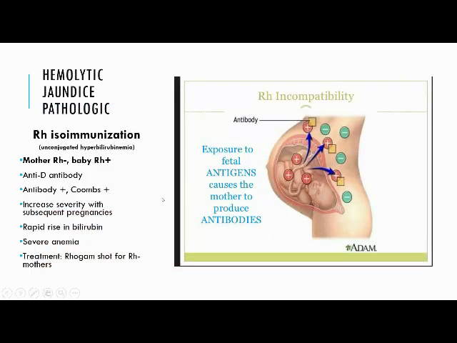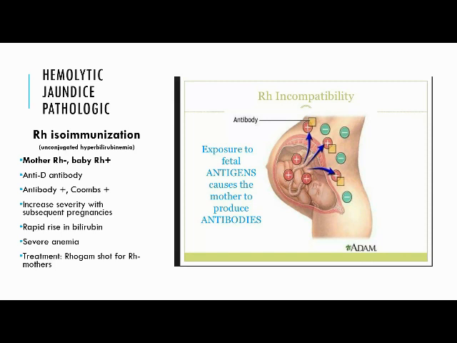Now, this condition is another example of a hemolytic jaundice that's pathologic: Rh isoimmunization, another unconjugated hyperbilirubinemia. This is talking about Rh. So you're either Rh negative or Rh positive, and then you've got your blood type A, B, O, or a combination of one of those. So anti-D antibody is kind of what we're talking about here.